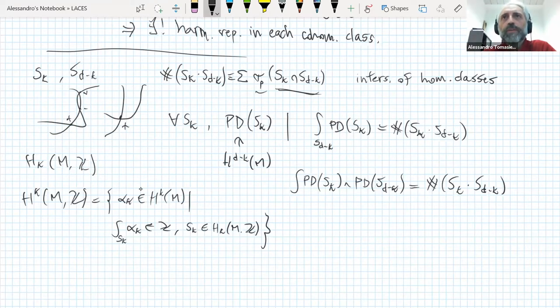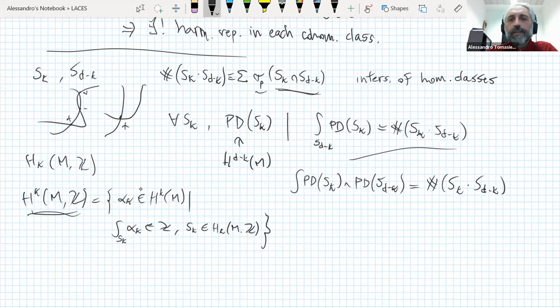Okay, so for example, 1 over 2 pi, we saw that the chain class has this property. It is in here, in HK of M, Z. The trace of F is a representative for an object that belongs in here.